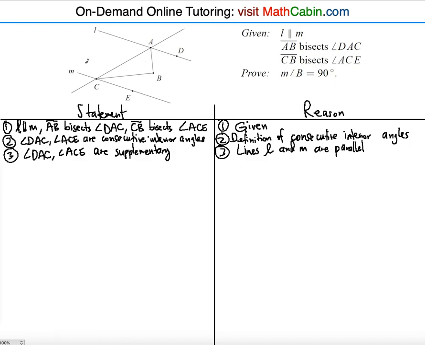If these two lines were not parallel, then obviously these two angle measures when added would not necessarily be equal to 180 degrees, right? So only when these two are parallel and you have a transversal, these two consecutive interior angles are supplementary. Okay, so now that we know that they're supplementary, we can go ahead and say that the measure of DAC plus the measure of angle ACE is equal to 180 degrees. The reason for that is the definition of supplementary angles.